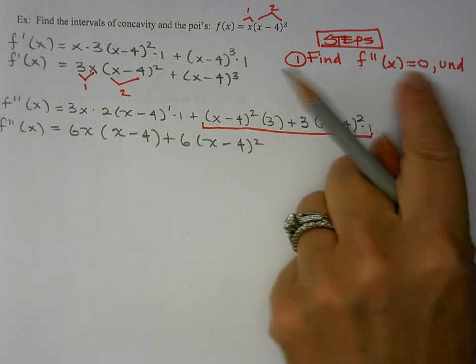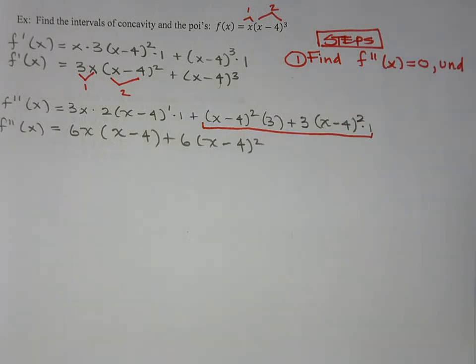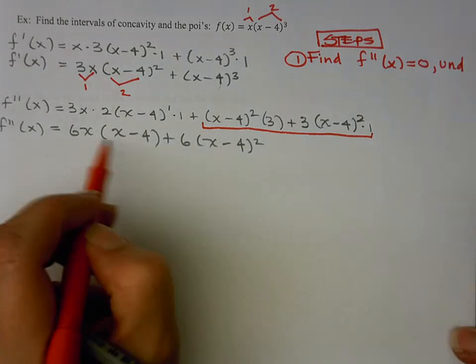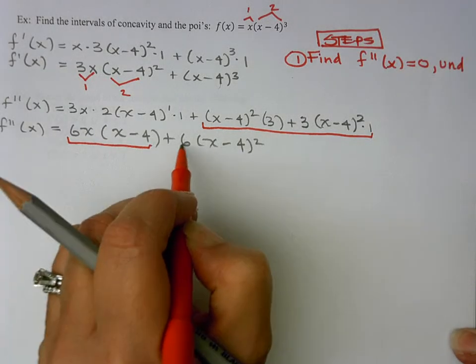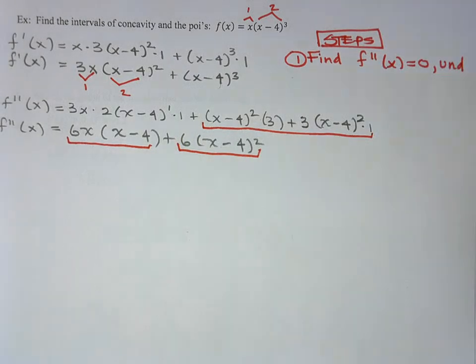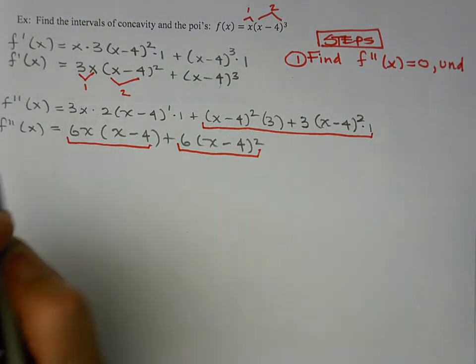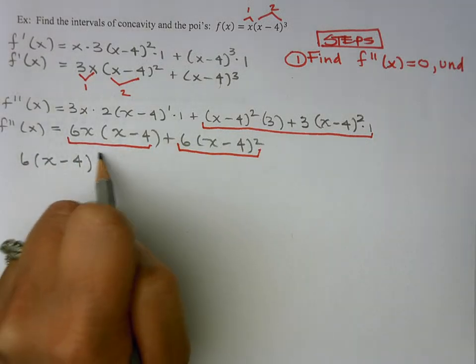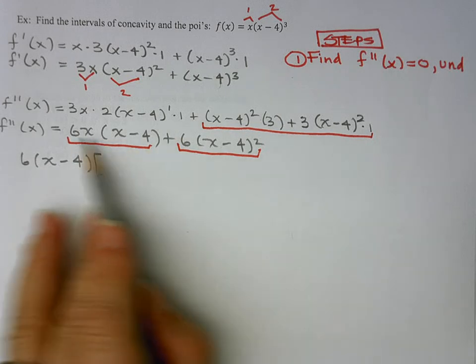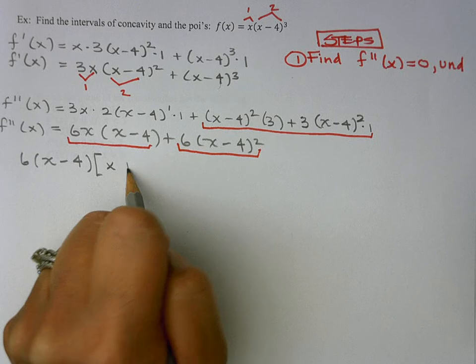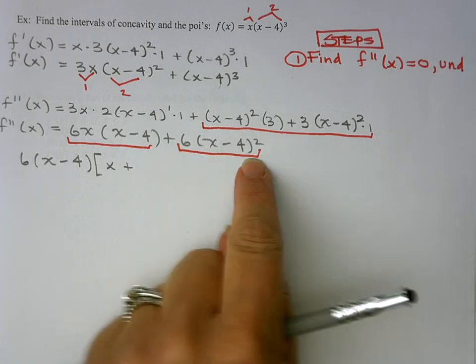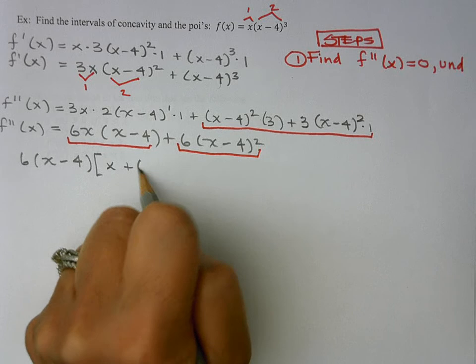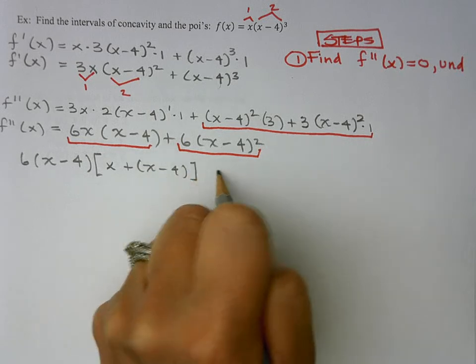Okay, so now I have to set it equal to 0. There's going to be no excluded values here because I don't have any fraction piece. So in order for me to set this equal to 0, I actually want to factor this because I want to be able to use zero product property. So I'm going to look at this group and this group and see what they have in common and factor out those common pieces. They both have a 6 and they both have an x minus 4. When I factor 6 and x minus 4 out of here, I'll be left with an x. And when I factor a 6 and an x minus 4 out of here, I'll be left with just an x minus 4. And again, I want to set that equal to 0.